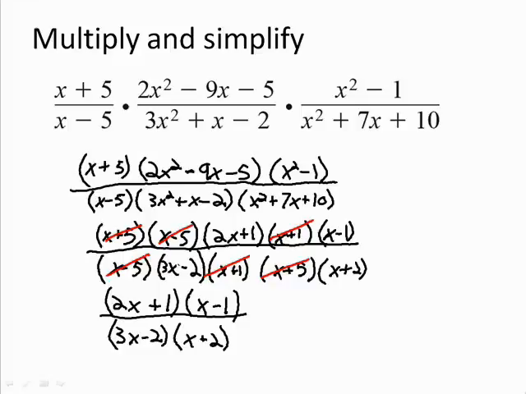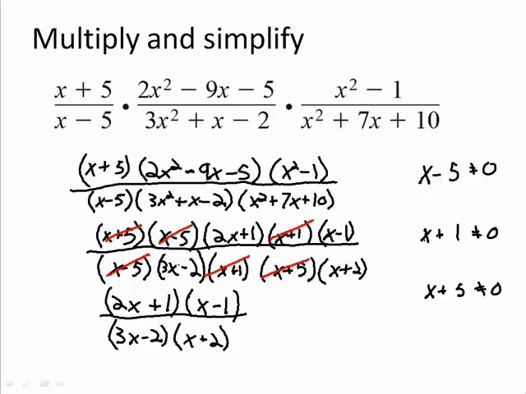This expression has to have the same domain as the original expression. You took an x minus 5, an x plus 1, and an x plus 5 out of the denominator. If either of these factors were equal to 0, then the denominator would be equal to 0 and the entire expression would be undefined. So none of these factors can be equal to 0.